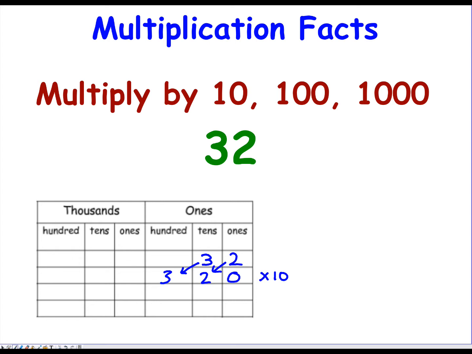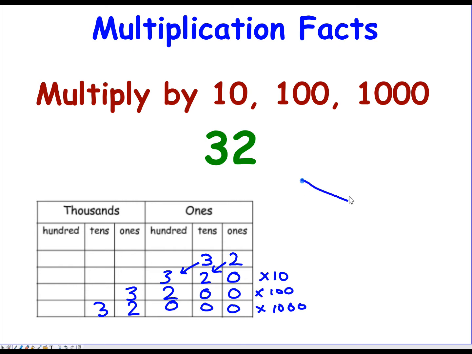We do the same again when we multiply by 100. So we move it to the left, but this time with 2 placeholders for the 2 zeros on the 100. And then finally, to multiply this number by 1,000, we move it along to the left again, and then the 3 zeros for the 1,000 become the placeholders. So we've multiplied it by 10, 100 and 1,000. So 32 times 10 is 320, and so on.